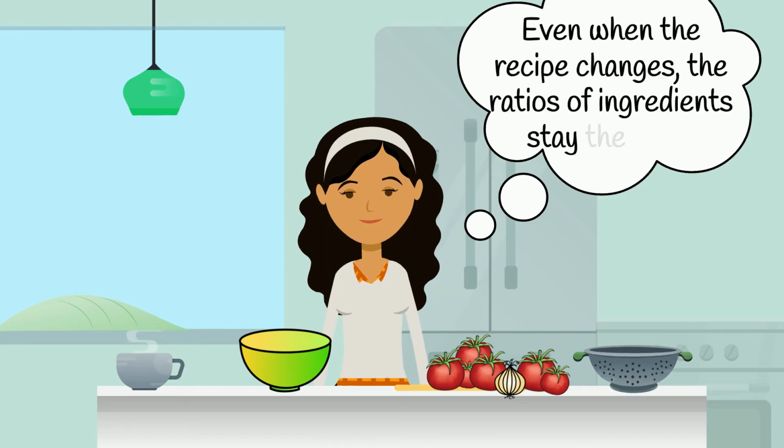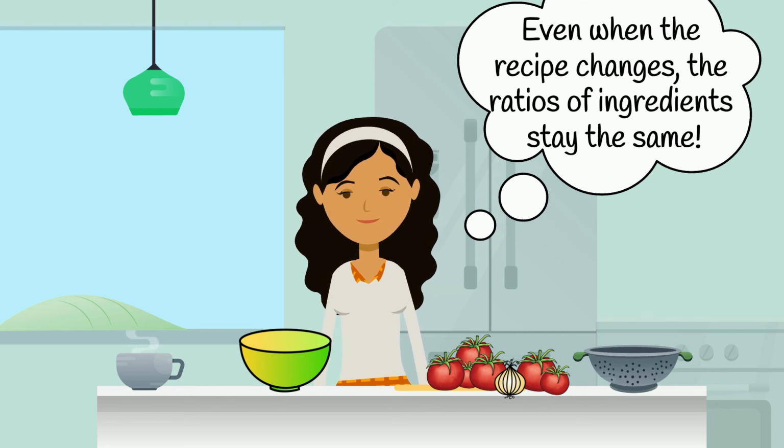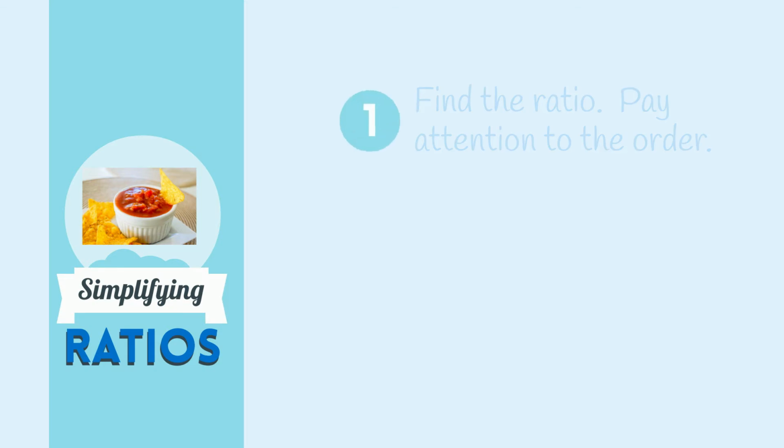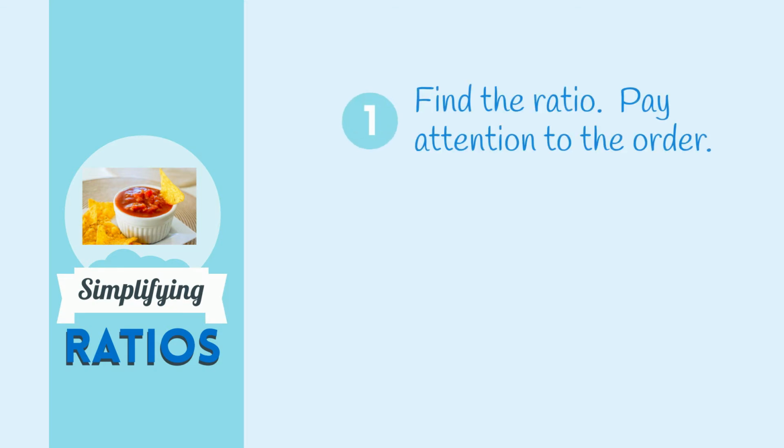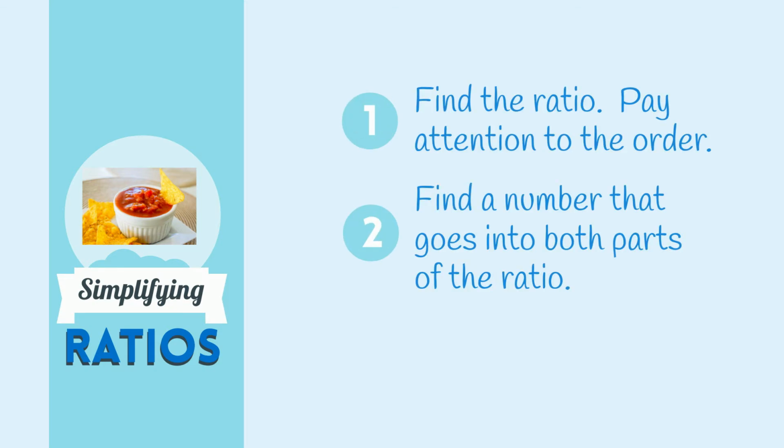That's right, the ratios within the recipe don't change even when you increase or decrease the size of the recipe. When you simplify ratios, first you have to find the ratio. Remember, the order matters. Then, find a number that goes equally into both parts of the ratio and divide. It's a lot like fractions.